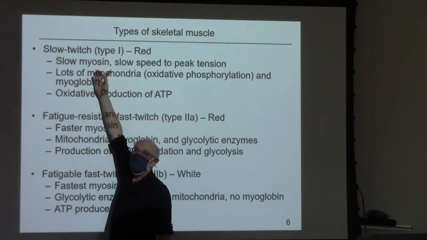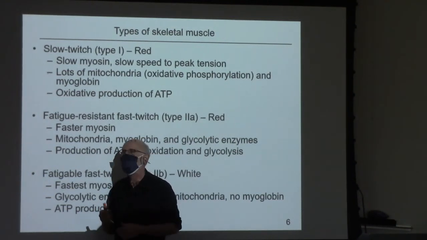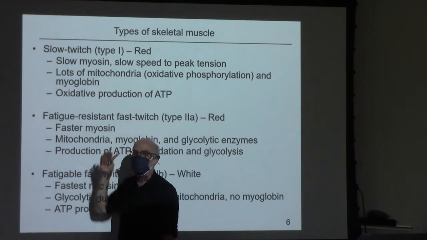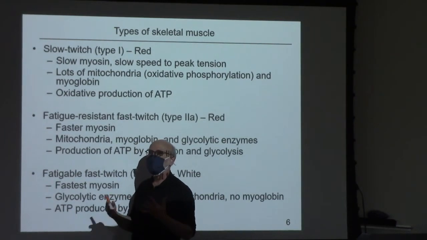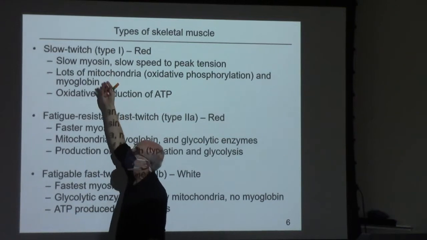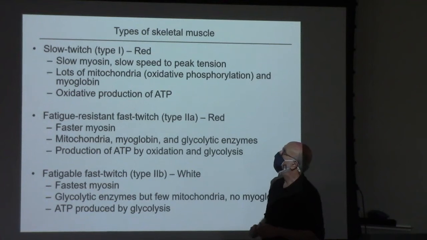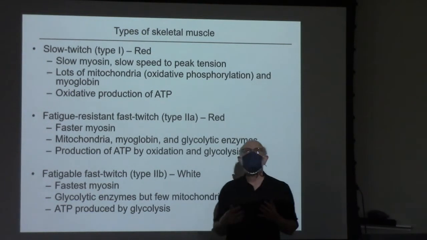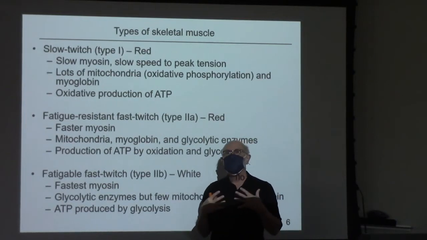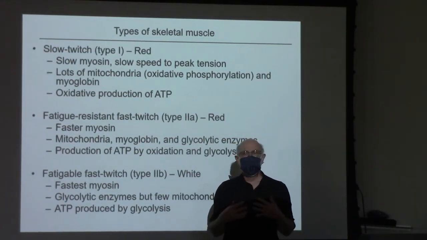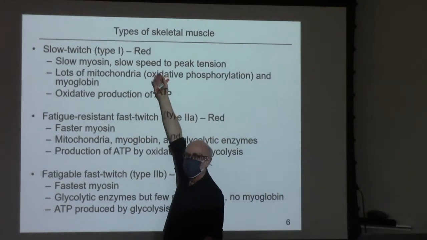It expresses a slow form of myosin. You learned about myosin in cell-phys. We're going to build on that now. The type of myosin in skeletal muscle has several isoforms, and the isoform that is expressed in slow twitch muscle, you'll see in a minute why we call it twitch, is a slow myosin. So it's not specialized for rapid contractions, it's specialized for continuous contractions. It's red in color.